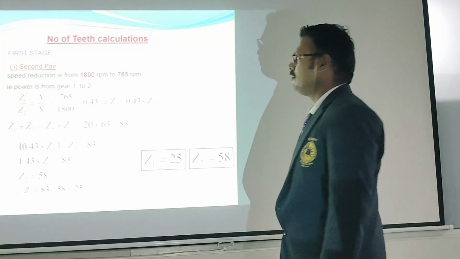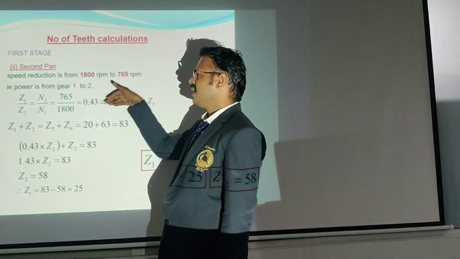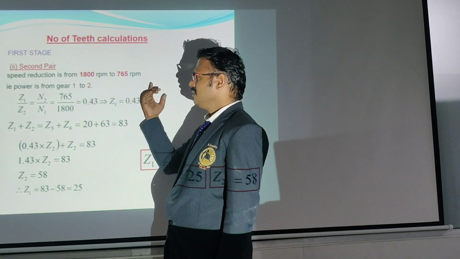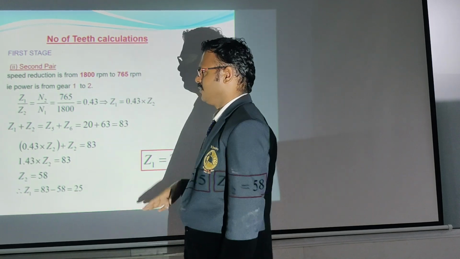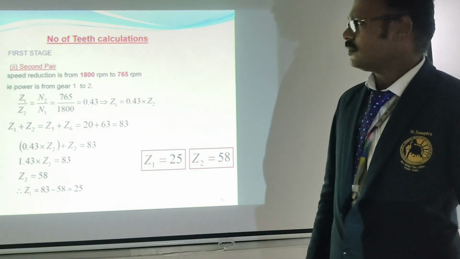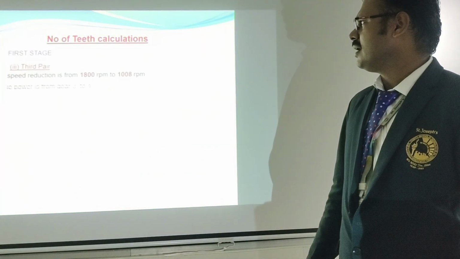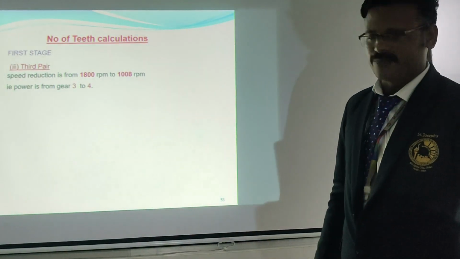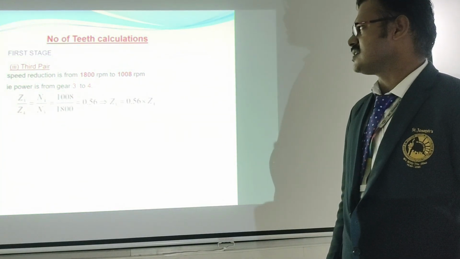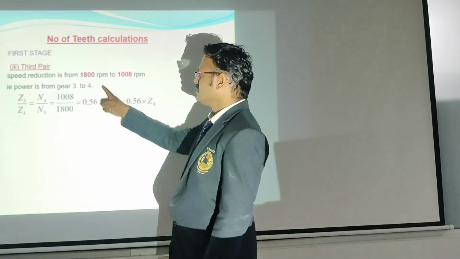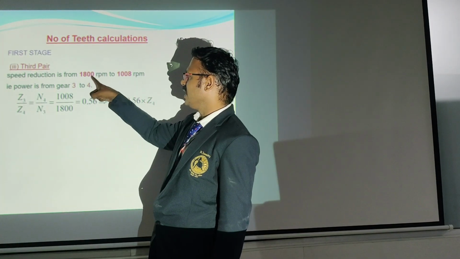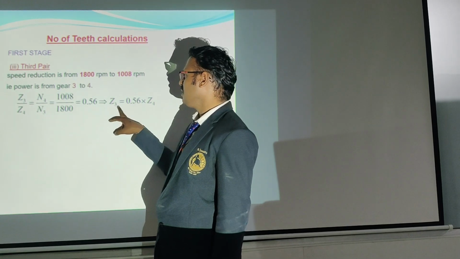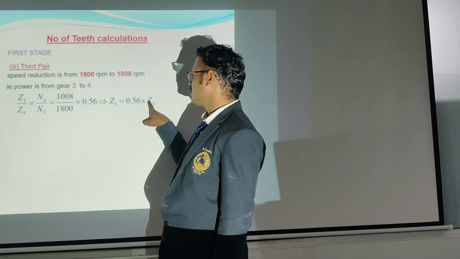So third pair will be 3 to 4. Already we have seen the 5 to 6, now we have seen the 1 to 2. Then third pair will be 3 to 4. The same calculation we need to do. So in third pair, I have taken the RPM 1800, 1008, 3 to 4. So N3 by N4 equal to Z3 divided by Z4. Already we know this is the input RPM, this is the output RPM. So N3 will be 1800, N4 will be 1008. So Z3 will be equal to 0.6 times Z4.